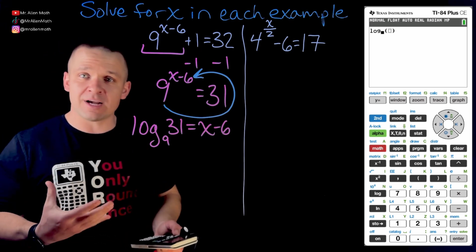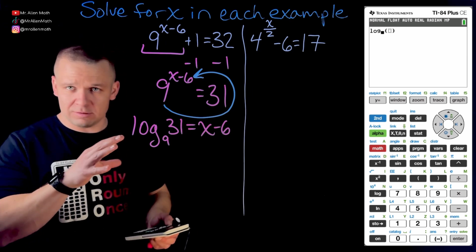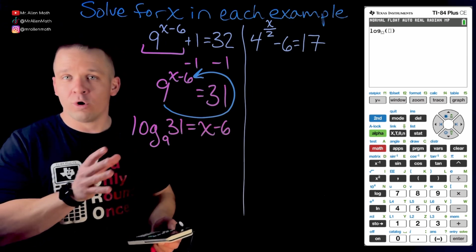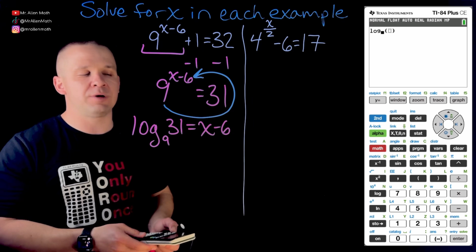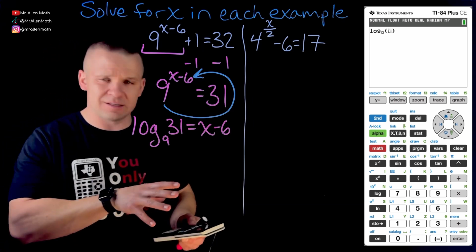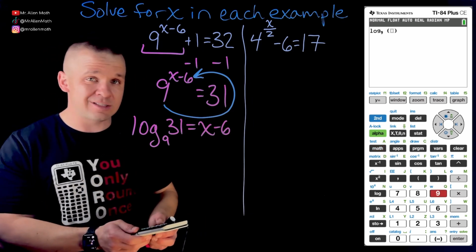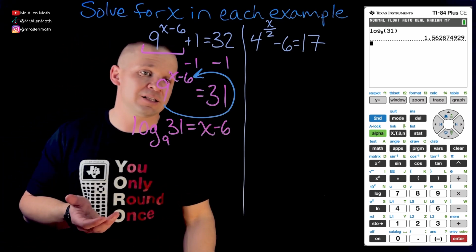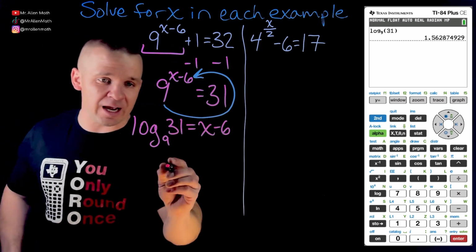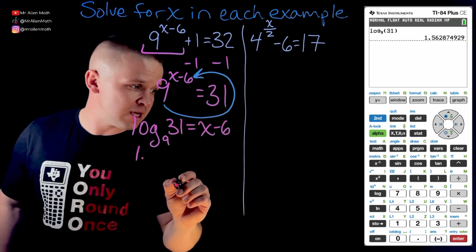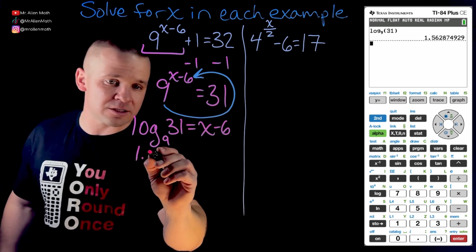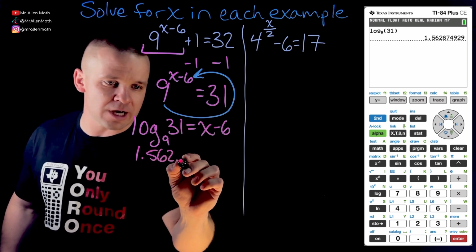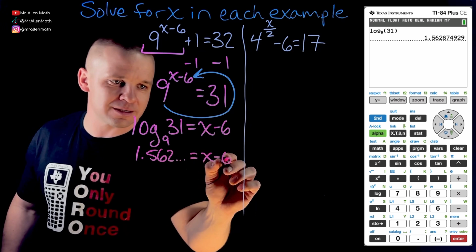If you don't have that in your calculator, pop a comment and say, hey man, I don't have that, what do I need to do? And let me know your calculator. I'll try to help you out because I got some videos on how to set up your calculator. Anywho, I can just type 9, arrow over, type 31, hit enter, and boom. I get this lovely little decimal here, which is not my answer, but we're getting close. 1.5628. So I'm going to put 1.562 dot dot dot equals x minus 6.